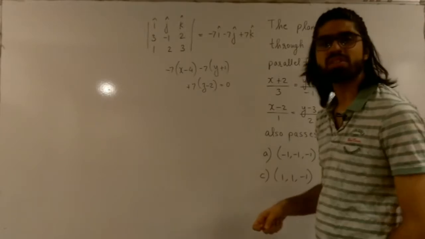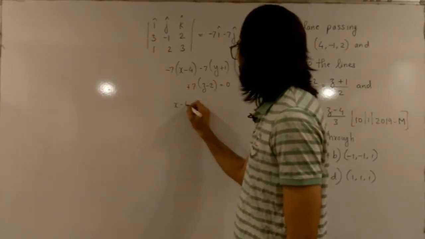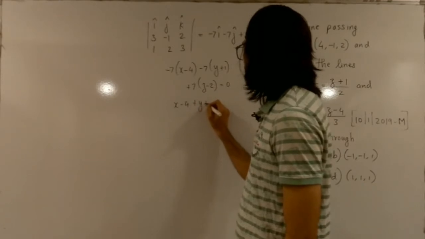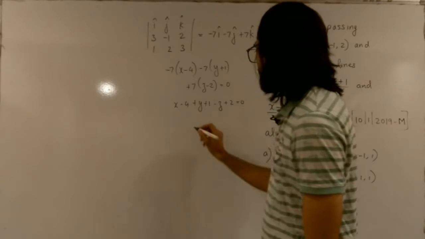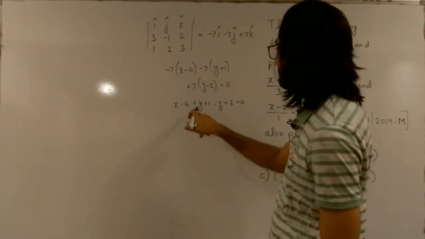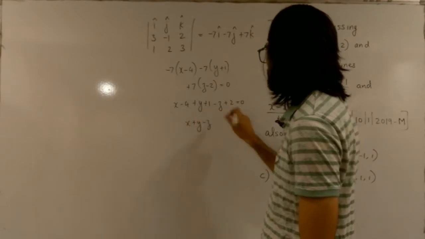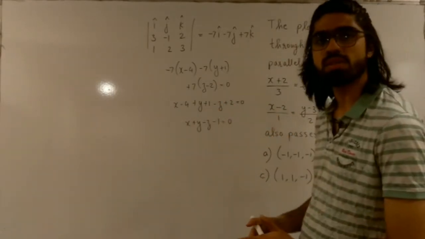So the denominator will be 0 upon minus 7 which is 0, and we will be left with x minus 4 plus y plus 1 minus z plus 2 equal to 0. So that gives us x plus y minus z, and then we have minus 4 plus 1 plus 2, making it minus 1 equal to 0. Just substitute all the points in this equation.